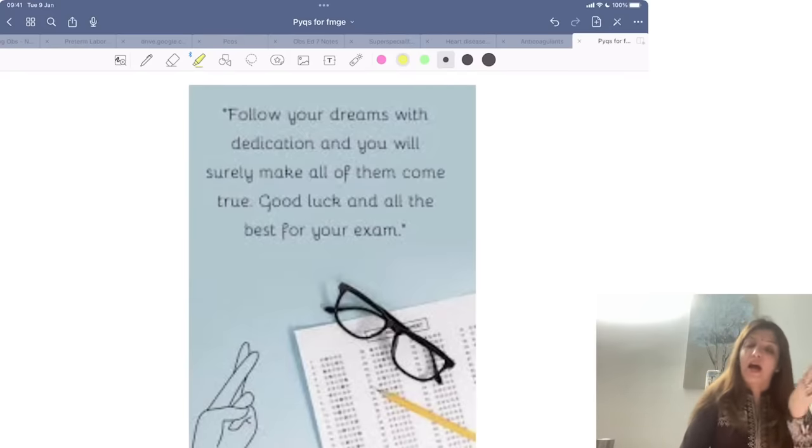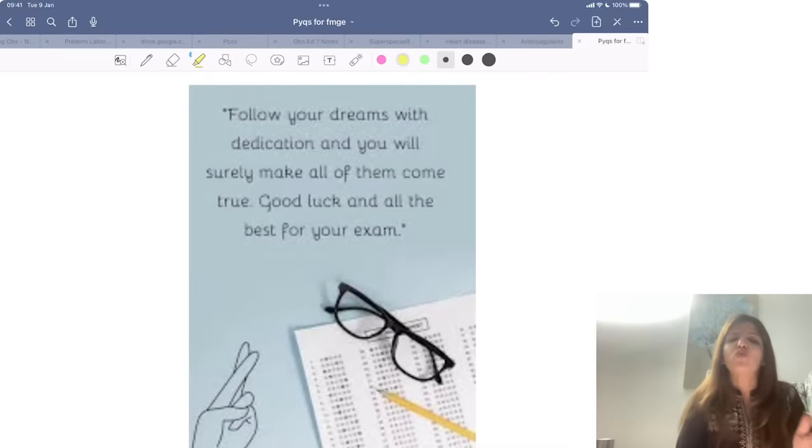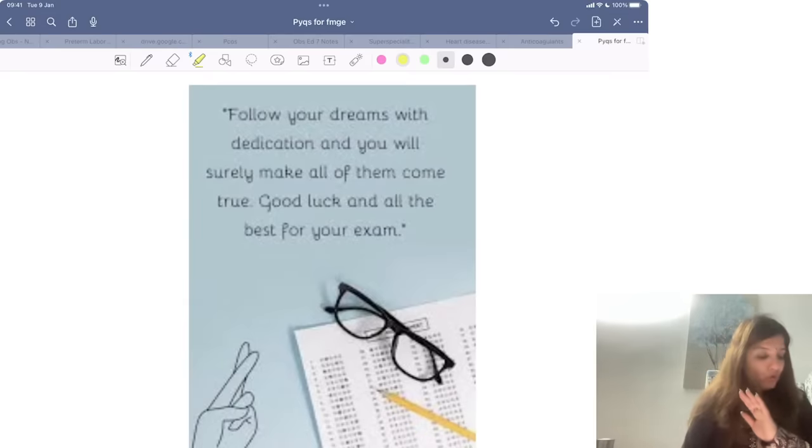Rather, I would suggest that today also you sleep on time and get up early tomorrow morning, and then tomorrow night sleep on time. Have a proper meal at night tomorrow. Don't stay hungry. Don't read anything new tomorrow. Don't get nervous. Just revise. If you've made a notebook, revise that, or just do previous year questions. That is all you need to do. Don't go for anything new now. Right? So all the best to all of you.